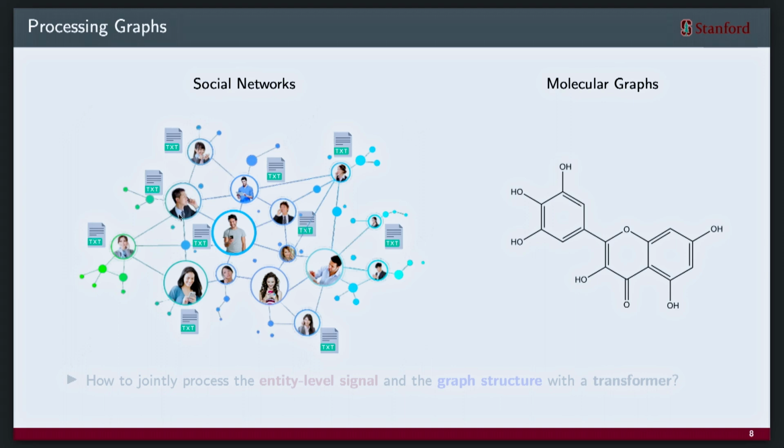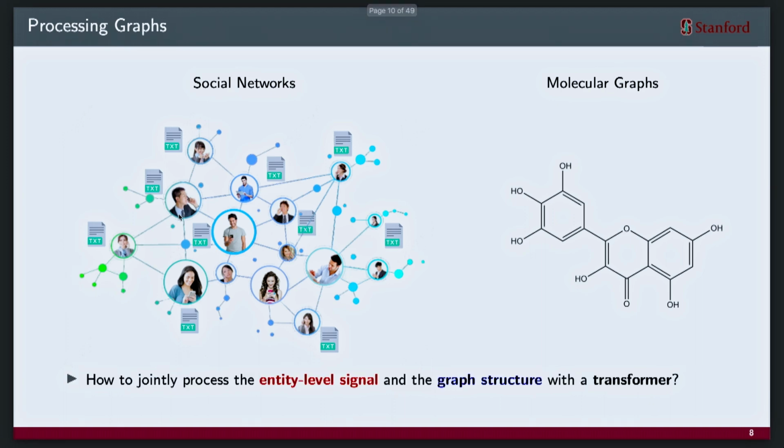So on the one hand, we have the entity-level information, which is usually text, an image, or a categorical variable, and we know how to effectively process and learn from them. On the other hand, we have the graph structure, which is very challenging to process. So the goal here is to jointly process these two modalities of information, the entity-level signal, but more importantly, the graph structure, using a transformer.